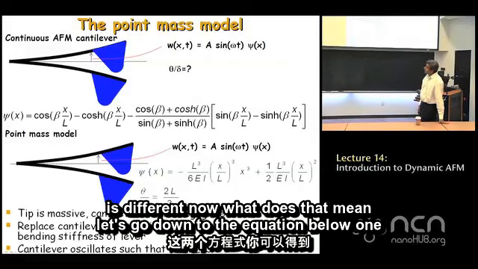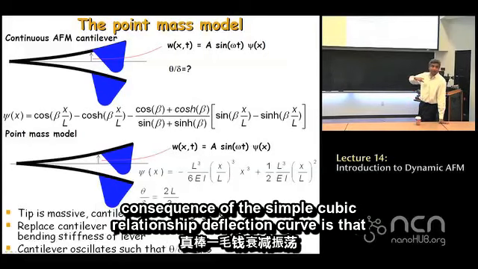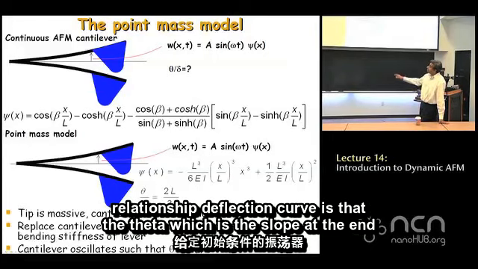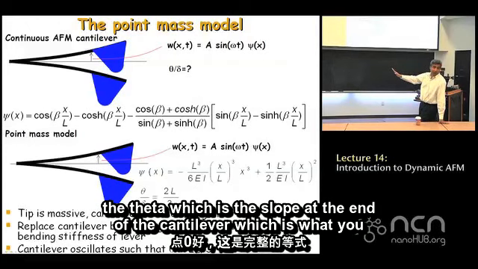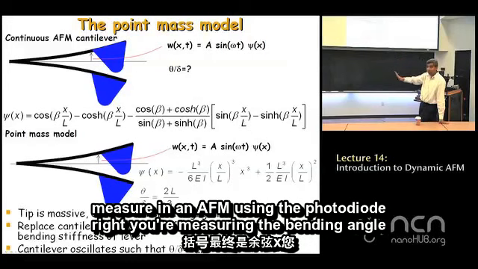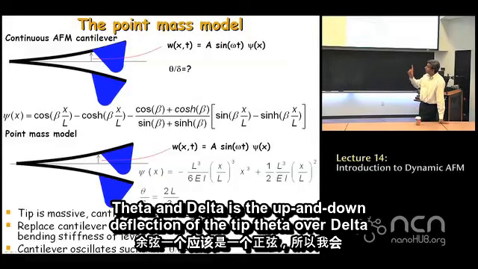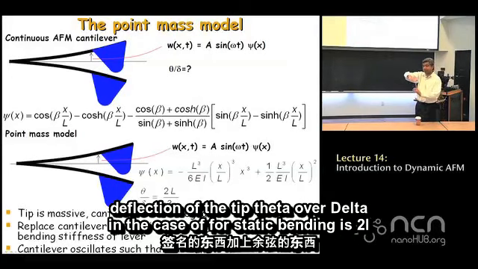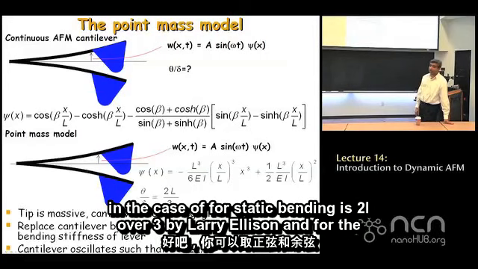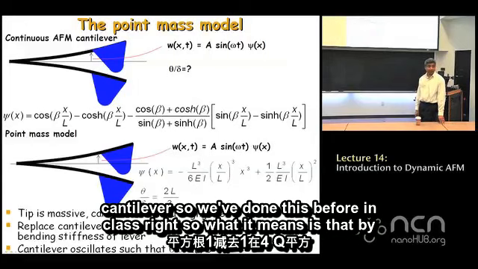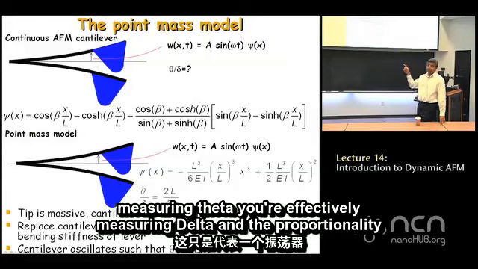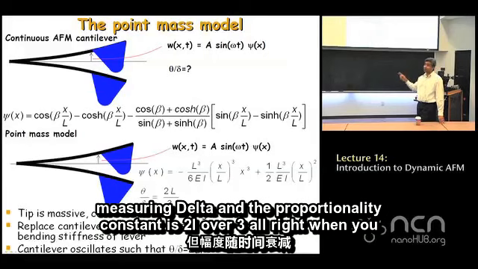Now, what does that mean? Let's go down to the equation below. One consequence of the simple cubic deflection curve is that theta, which is the slope at the end of the cantilever, which is what you measure in an AFM using the photodiode, right? You're measuring the bending angle at the end of the cantilever. That's theta. And delta is the up and down deflection of the tip. Theta over delta, in the case of static bending, is 2L over 3, where L is the length of the cantilever. So we've done this before in class, right? So what it means is that by measuring theta, you're effectively measuring delta, and the proportionality constant is 2L over 3, when you do static AFM.